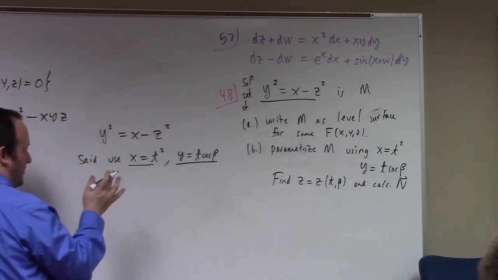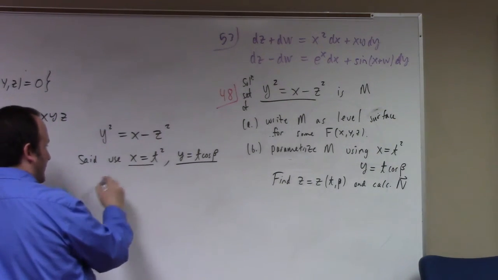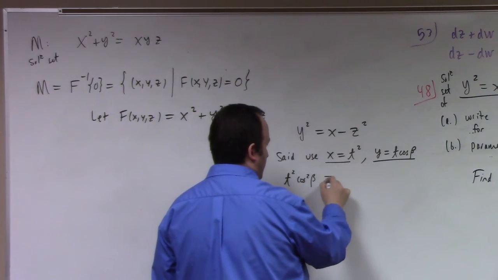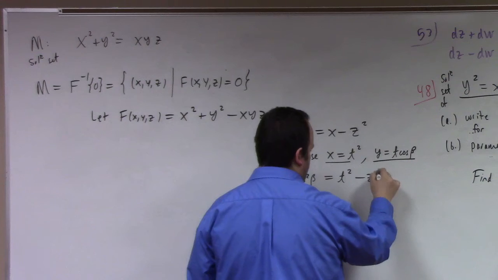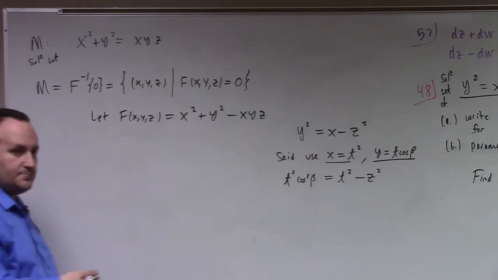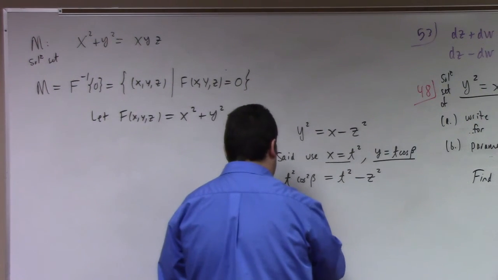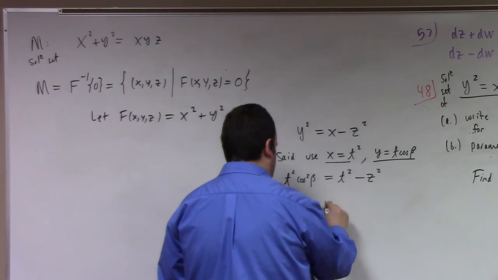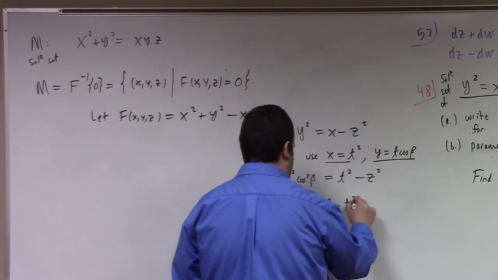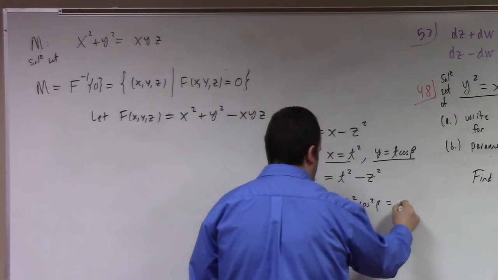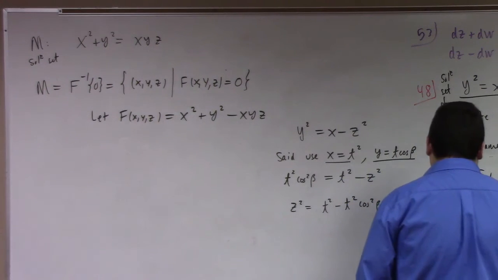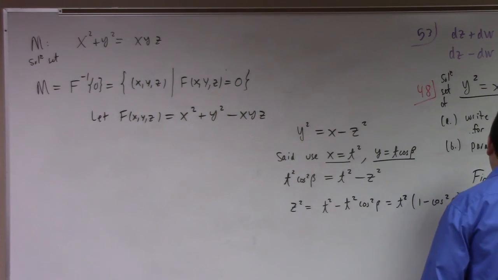All right, there's hope. So if we plug that in, that gives us t squared cosine squared beta equal to t squared minus z squared. So what should I probably make z then? Let's isolate z. Z squared is t squared minus t squared cosine squared beta, also known as t squared times 1 minus cosine squared beta, also known as t squared times sine squared beta.